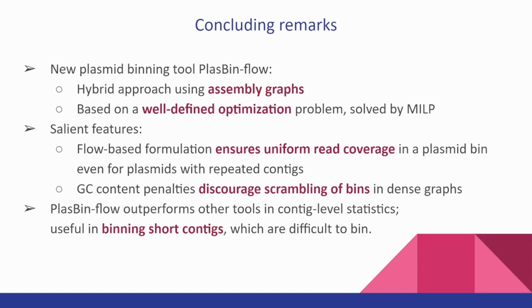So in conclusion, we have a new plasmid binning tool called PlasBin-flow. It's a hybrid approach that uses information from assembly graphs, and it's based on a well-defined optimization problem rather than a heuristic. Important features of our approach include that it's a flow-based formulation that ensures uniform read coverage in a plasmid bin, even when the plasmids contain repeated contigs. It also uses GC content penalties, which discourage the mixing of two different bins, which is typical in dense graphs. We showed that PlasBin-flow outperforms other tools in contig level statistics. This happens because it's useful in particular in binning short contigs, which are usually difficult to bin correctly.